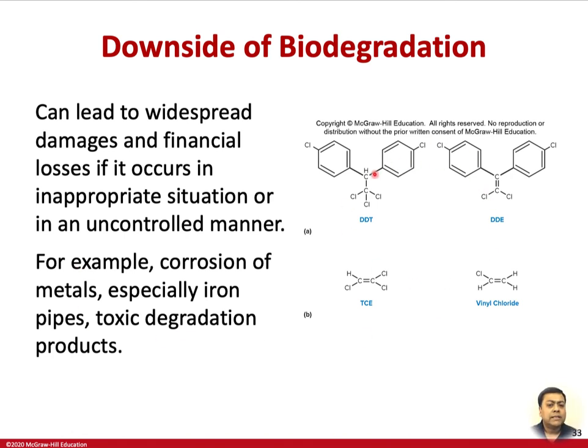Now, some of these examples that we have seen. This is a compound called DDT. It was routinely used as a pesticide. It's no longer used, but it could be degraded into a compound called DDE, which is equally toxic. This is an interesting story that you can read in a book written by Rachel Carson, published in 1962. The name of the book is The Silent Spring. She was a marine biologist, but also an excellent writer.